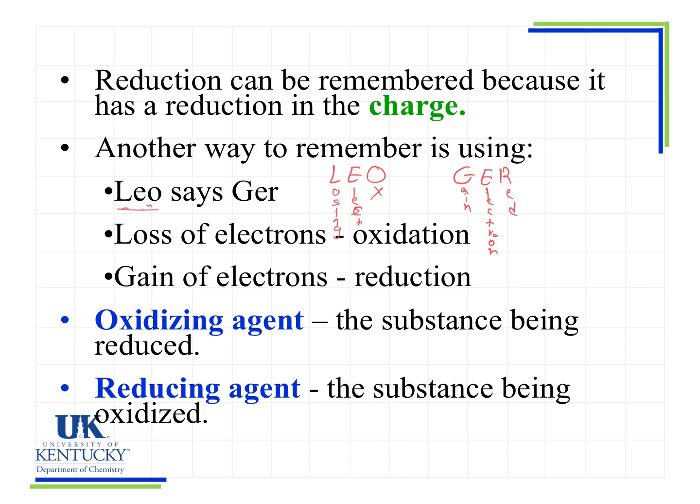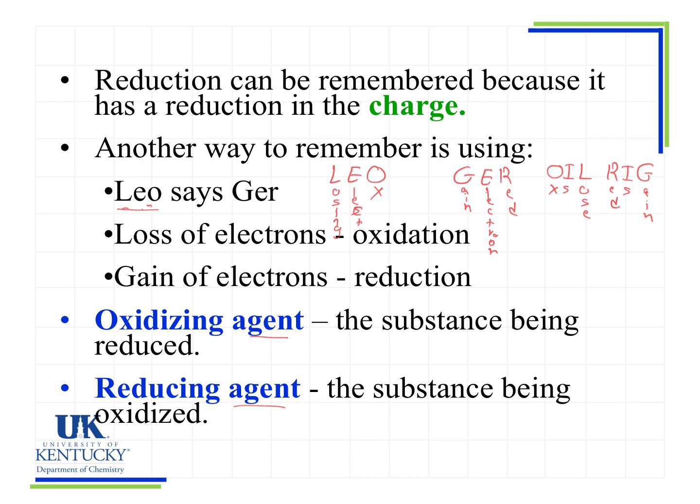You might have heard about OIL RIG. So oxidation is losing electron and reduction is gaining electron. Whichever works for you, go with that. I prefer reduction in the charge is reduction, and the other way is oxidation. Okay, that's easier for me. So there are some other terms that we have to know about in the redox reactions, which is oxidizing agent and reducing agent.